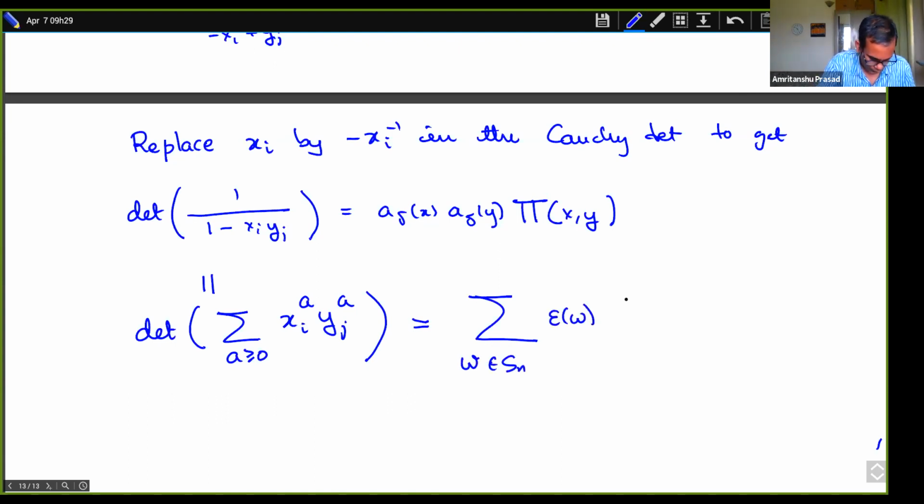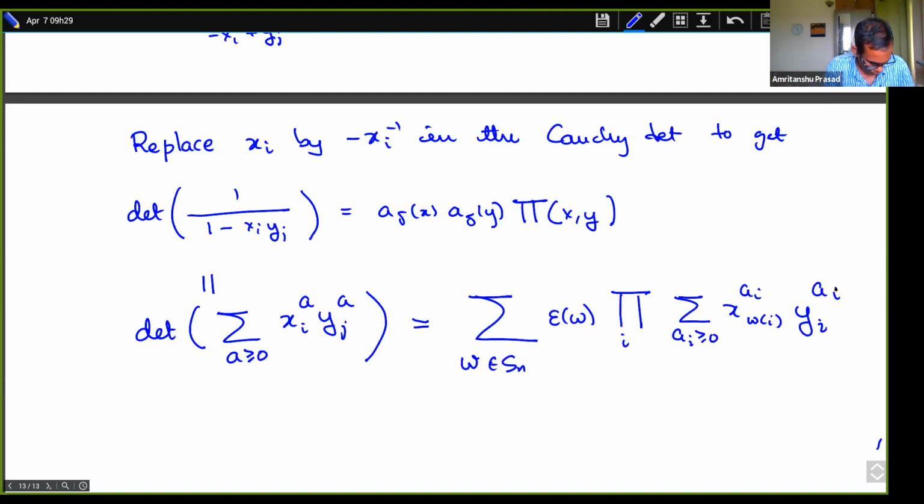over w in Sn, sign of w, times the product over i, just expanding the determinant. And what you get is the summation, let's say ai greater than or equal to 0, x_{w(i)} to the power ai, y. I'm commuting the i indices into the j indices as we usually do.